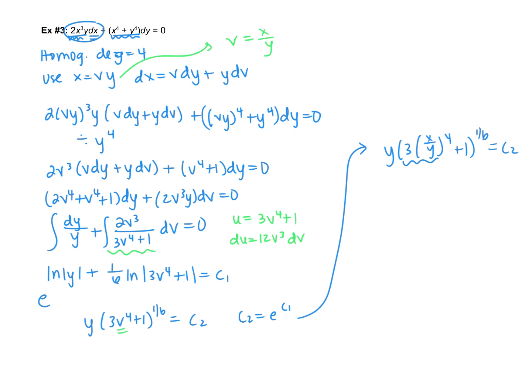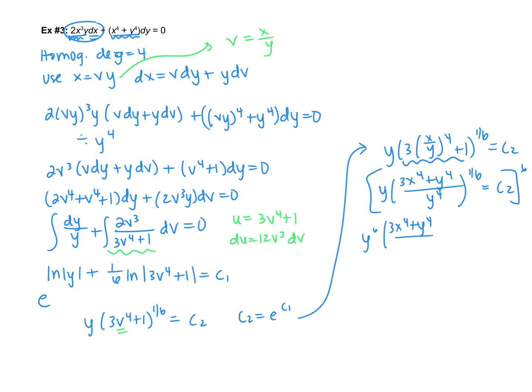So I'm going to look to simplify this stuff in parentheses. So this is y times (3x to the 4th, add y to the 4th, over y to the 4th), all of it to the 1/6 power is equal to c2. So then if I take everything to the 6th power, I'm going to get y to the 6th times (3x to the 4th, add y to the 4th, over y to the 4th) is equal to c3. And of course, c3 is just c2 to the 6th.